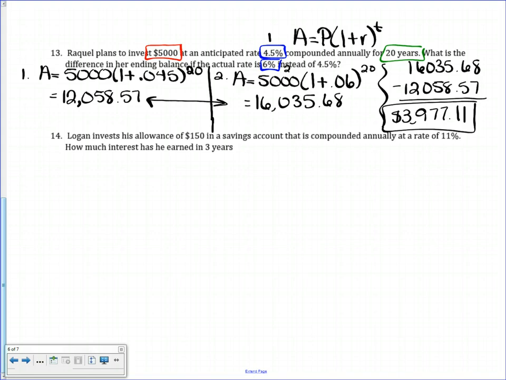So be careful tomorrow. If you see $12,058.57, don't pick that automatically because it's an answer choice. There was still a lot of the problem we have left to do to get to our final answer.